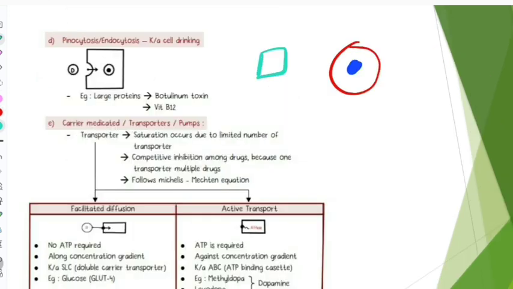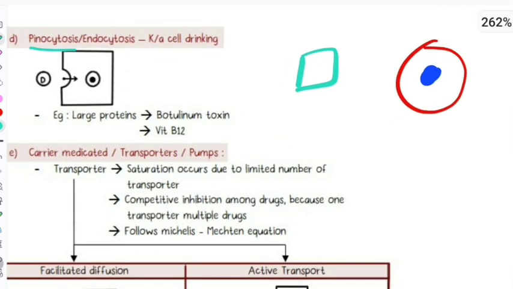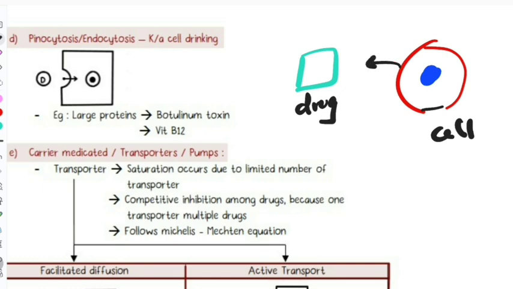Now another way by which drug gets absorbed into the cells, that is called as pinocytosis or endocytosis, which is also called as cell drinking. What do you mean by that? Very simple. Pinocytosis means it is a process in which the cell membrane, okay, it will see the drug, okay, and this is a cell. അപ്പോൾ ഈ സെൽ മെംബ്രെയിൻ ഉണ്ടല്ലോ, ഇറ്റ് വിൽ എൻഗൾഫ് ദിസ് ഡ്രഗ് and bring it inside the cell in the form of vesicles.